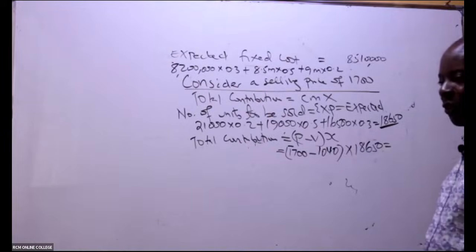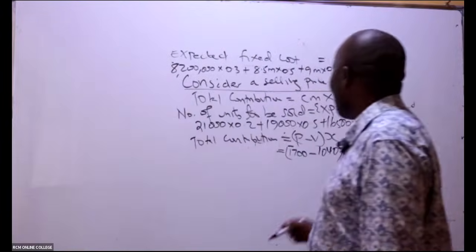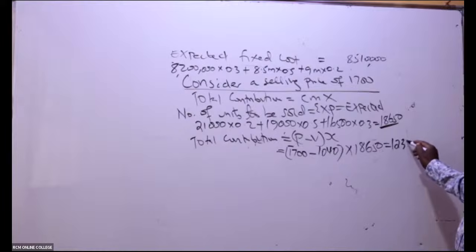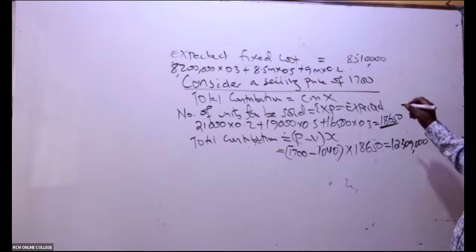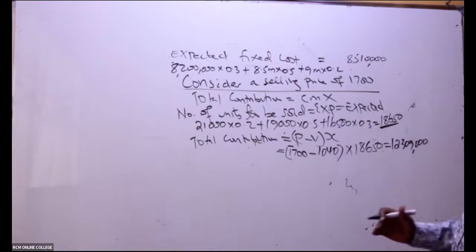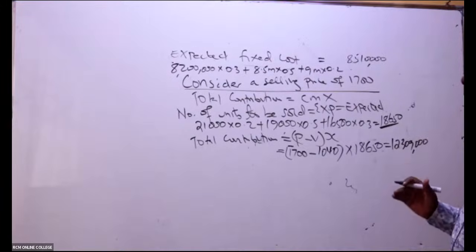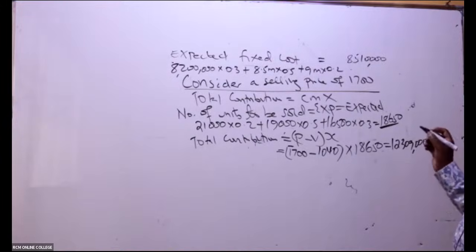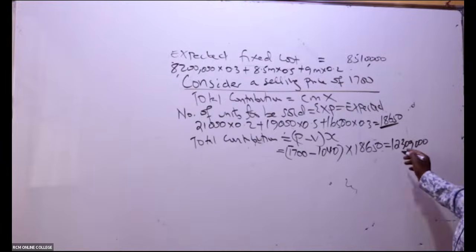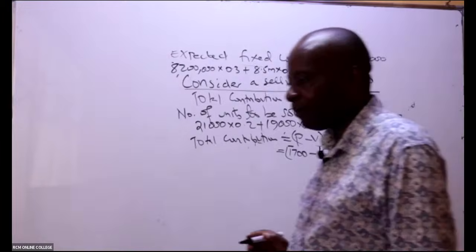So in this case, what will be the total contribution? I'm being given 12,309,000. There is no good reason for you to subtract fixed cost to get profit, because fixed cost will be the same regardless of the option, so it becomes irrelevant. So should we charge a price of 1,700, we expect ourselves, ladies and gentlemen, to earn this amount.